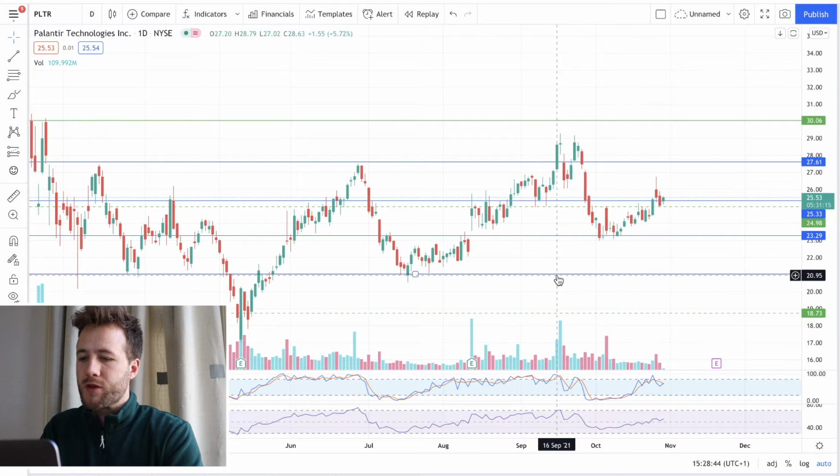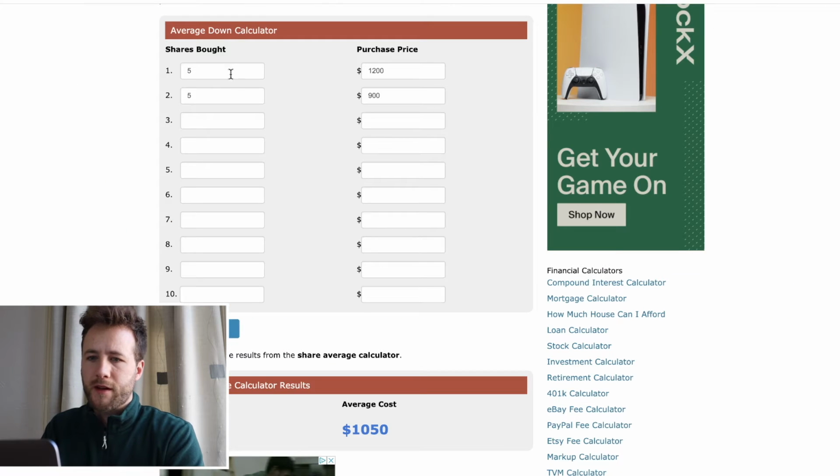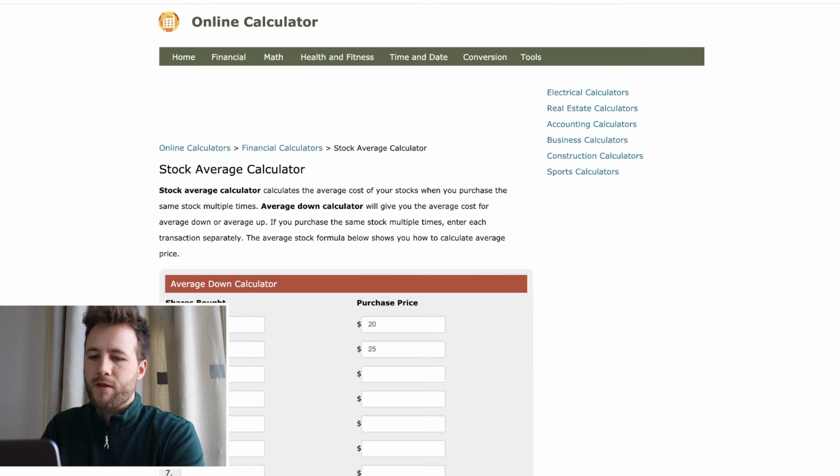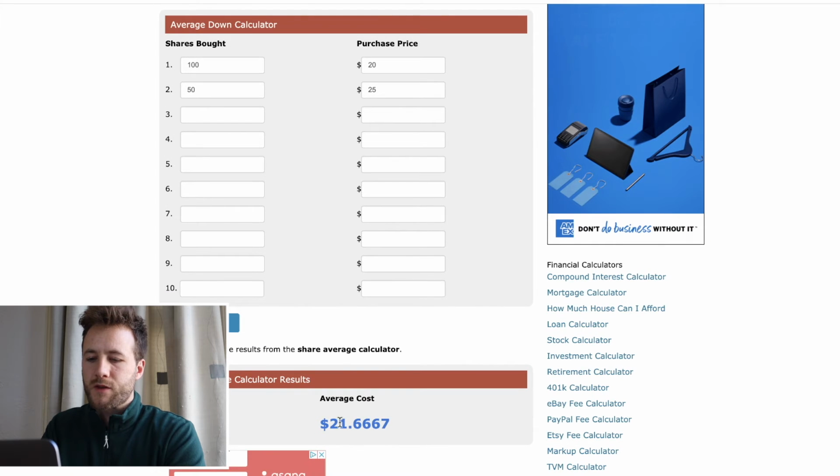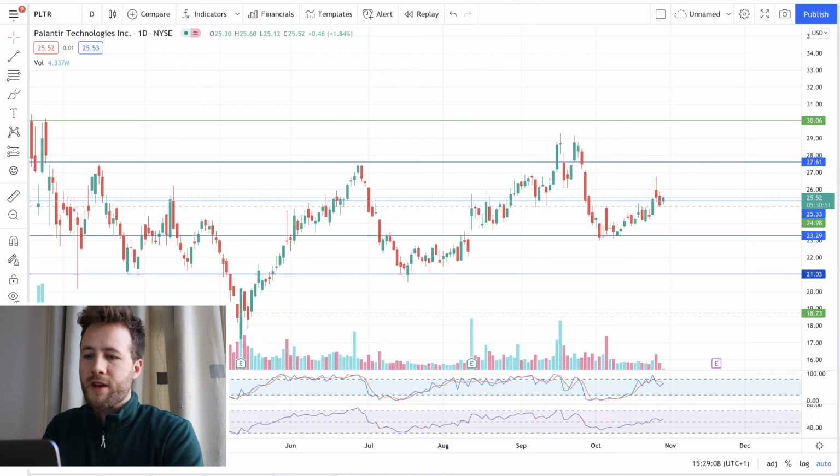So with the demonstration we just did, what did we do? We did something like shares bought 100, didn't we? Purchase price of 20, and then we did shares bought 50 at $25, and then we hit calculate, because that's kind of a rough estimate of what we want to put in monetary wise, and then we have an average cost of $21.66. Now what we're going to do is see if that's a good line of support, so then we can kind of tie it in together, if you see what I mean. It's a bit of a different way of thinking about investing, in my opinion at least, of course.